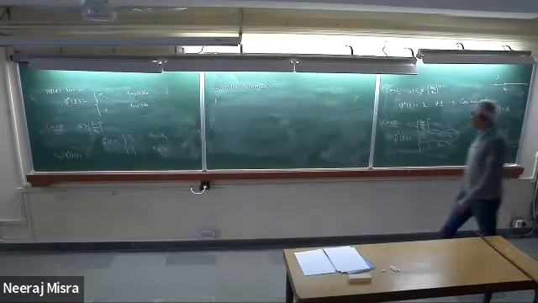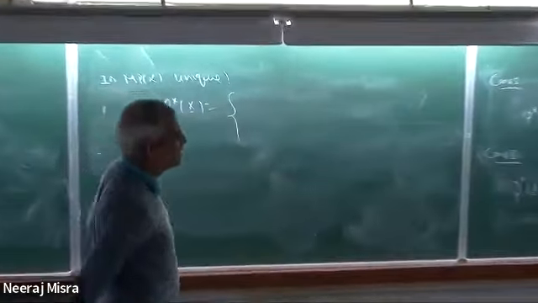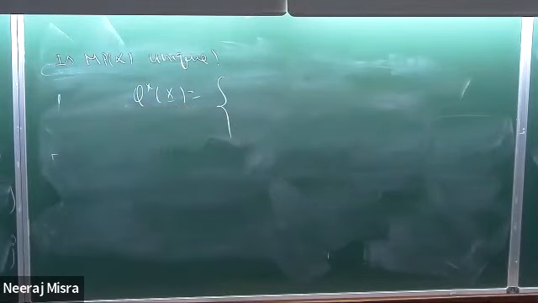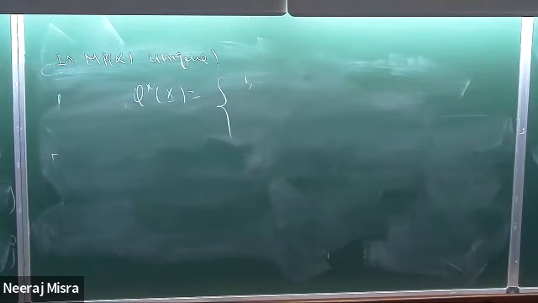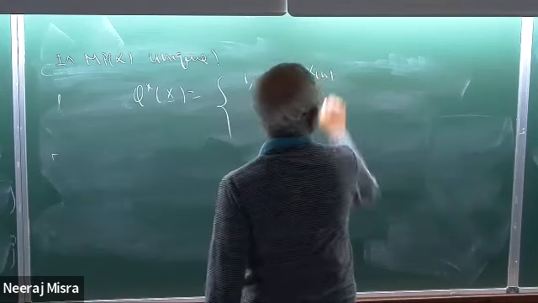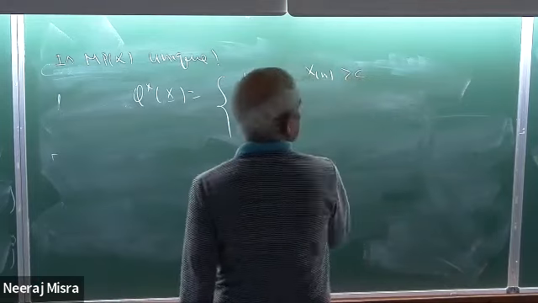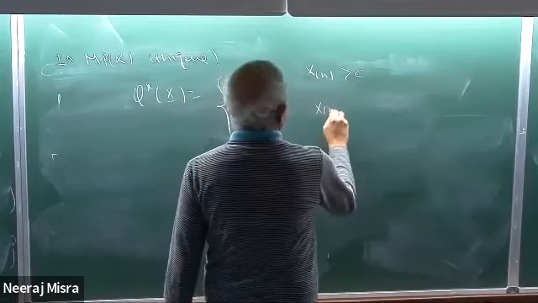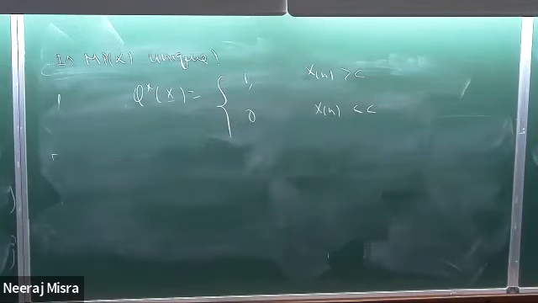So I consider phi star x as one if xn is greater than c, and in the rest of the places I can make it zero. So this gamma I've broken into two parts. In a certain region, I make gamma one, and in a certain region, I make it zero, right?